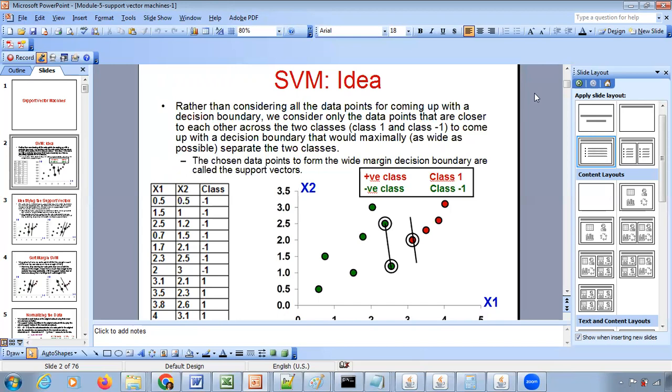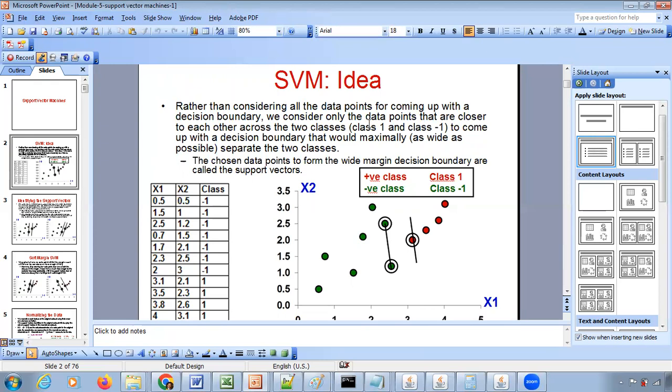So again, this is also a binary classification algorithm like the other algorithms we have seen so far. We use class 1 for the desired data set and class -1 for the other data set. So that's the strategy we follow here.